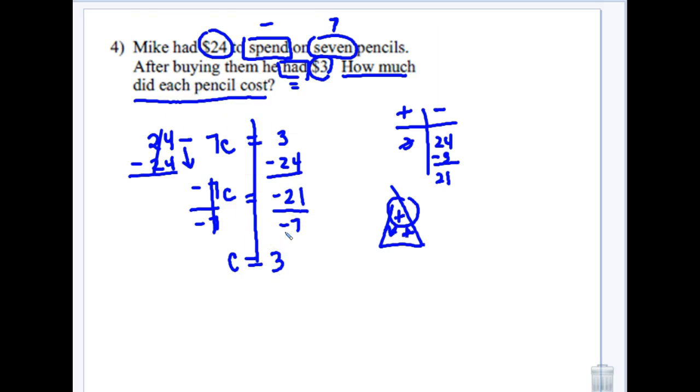So the cost of each pencil is what? And that's the sentence that I want to write, right? Each pencil costs how much? $3.